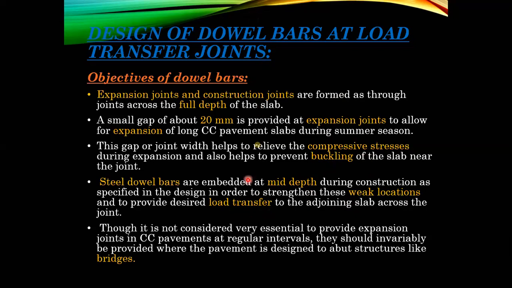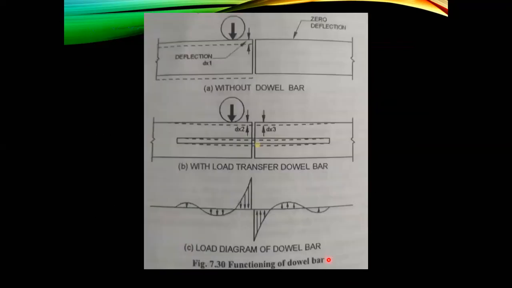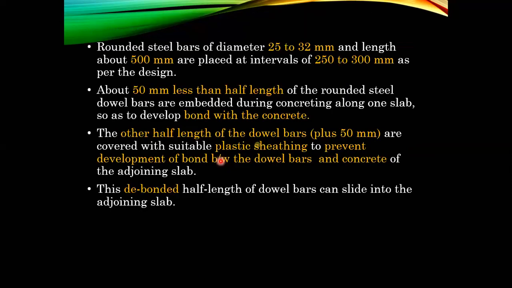And these expansion joints you cannot provide at regular intervals, but there is a provision, or it is a compulsion, that you need to provide them at the abutment near structures like bridges. And you saw the figure. This is the main objective. Okay, and where this is provided, how you are going to design this. These are the design concepts.